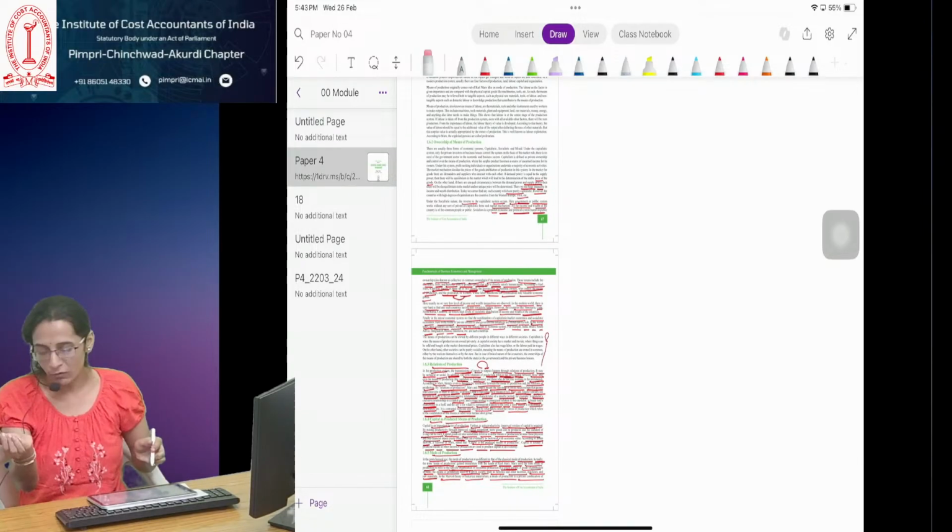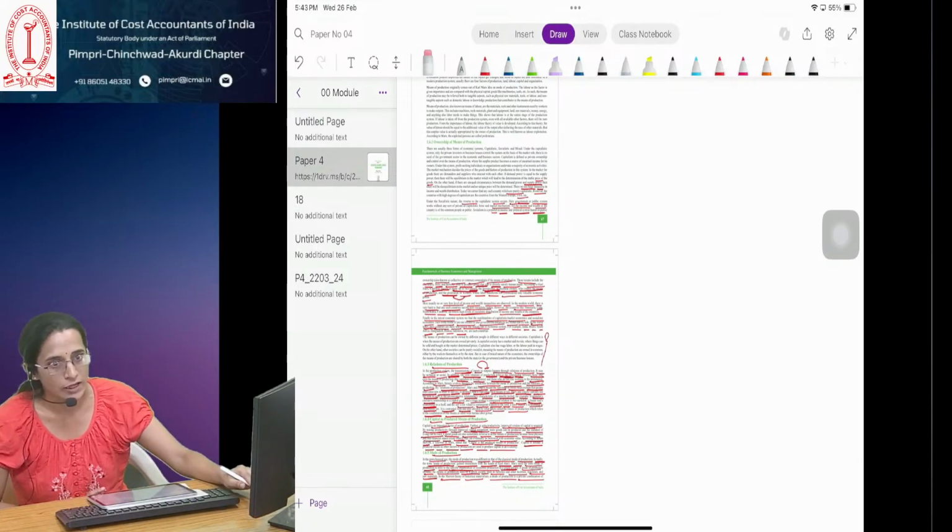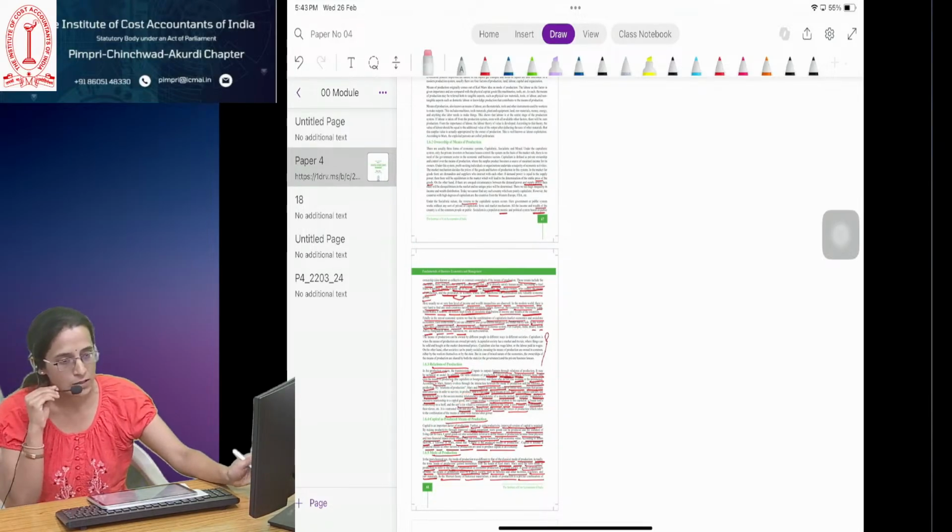I think we'll stop for this today. We'll take means of production and the next topic, which is the different types of markets, tomorrow.